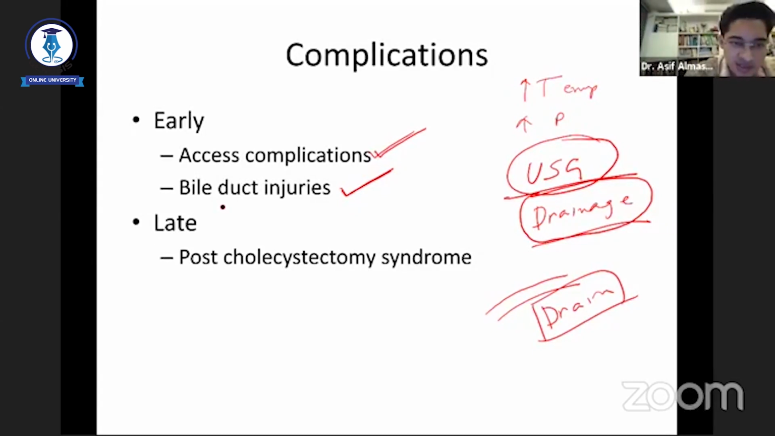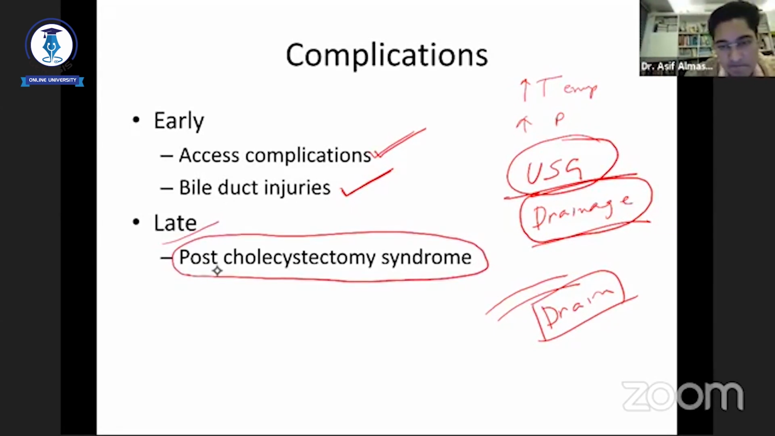A late complication is the post-cholecystectomy syndrome. This is similar to flatulent dyspepsia, abdominal pain, and all these things. The patient will complain that even after the surgery, they are having the same problems. So you have to again do the investigations to check whether there is another stone remaining in the common bile duct. That is the first thing you want to find out. If you don't think there is a structural abnormality, then conservative treatment: give the patient some antispasmodics, give some proton pump inhibitors, and the patient will be okay.